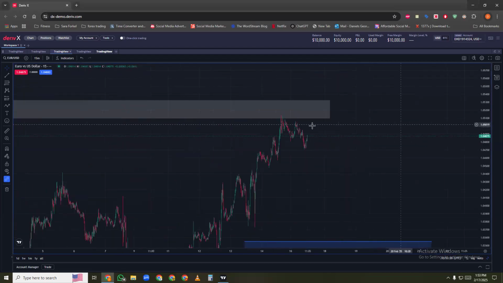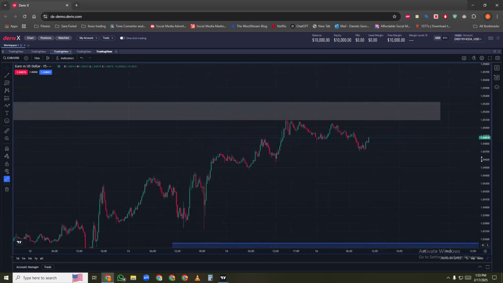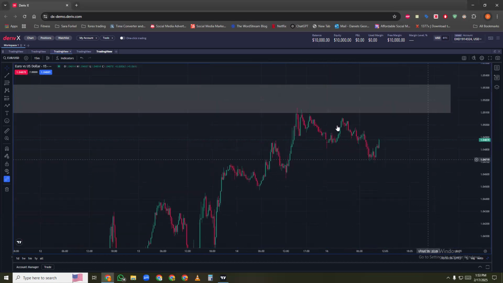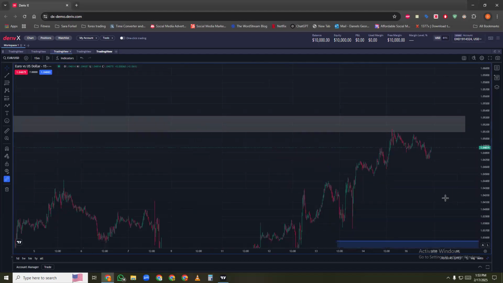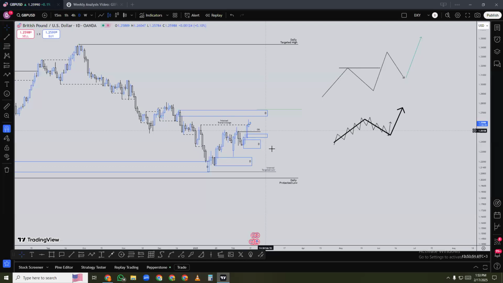Once the demand level fails, then you may enter the market. All right, and you may enter the market. So yeah, that is what we have for the two trade ideas, and I think this at least gives you a deeper dive compared to yesterday's video.